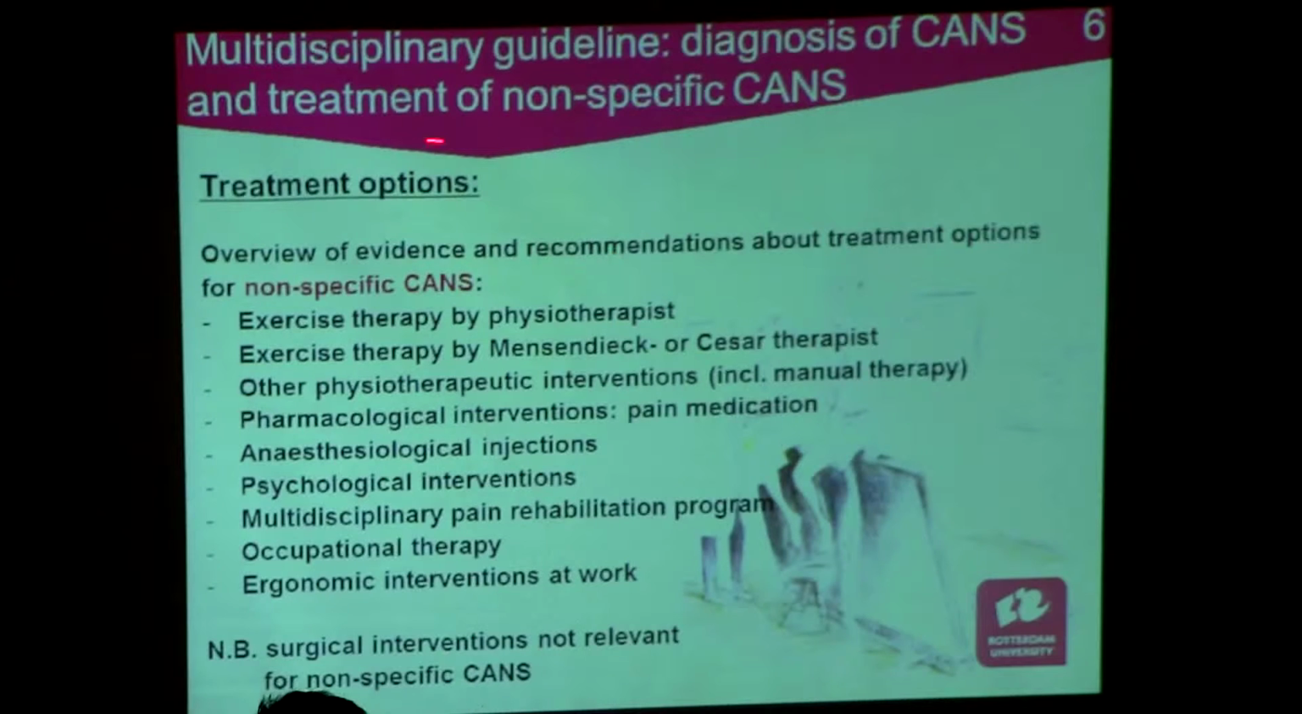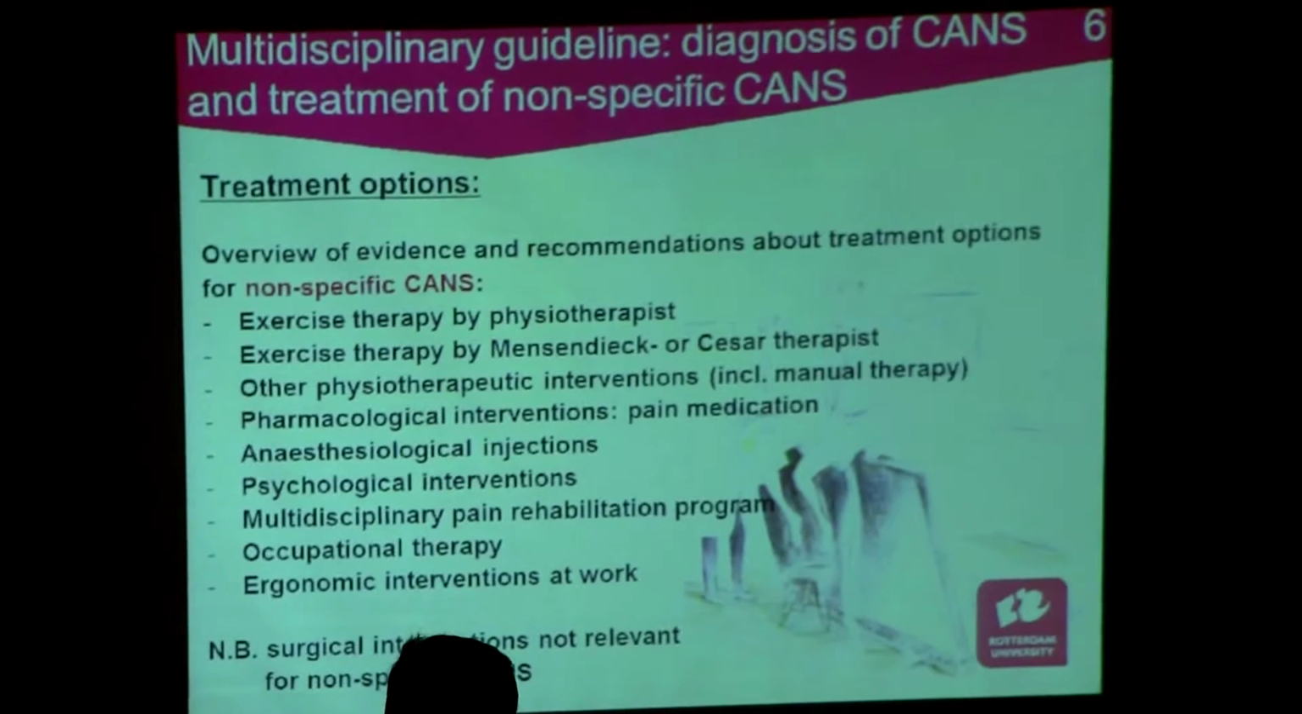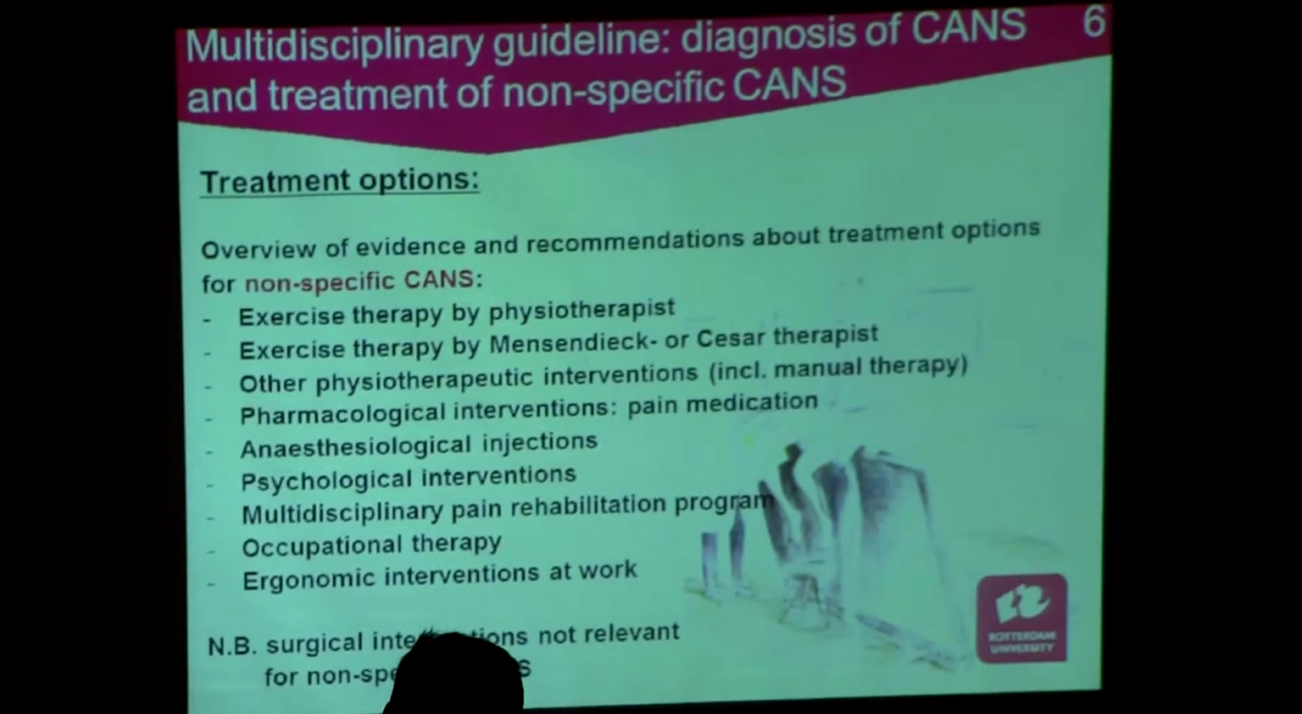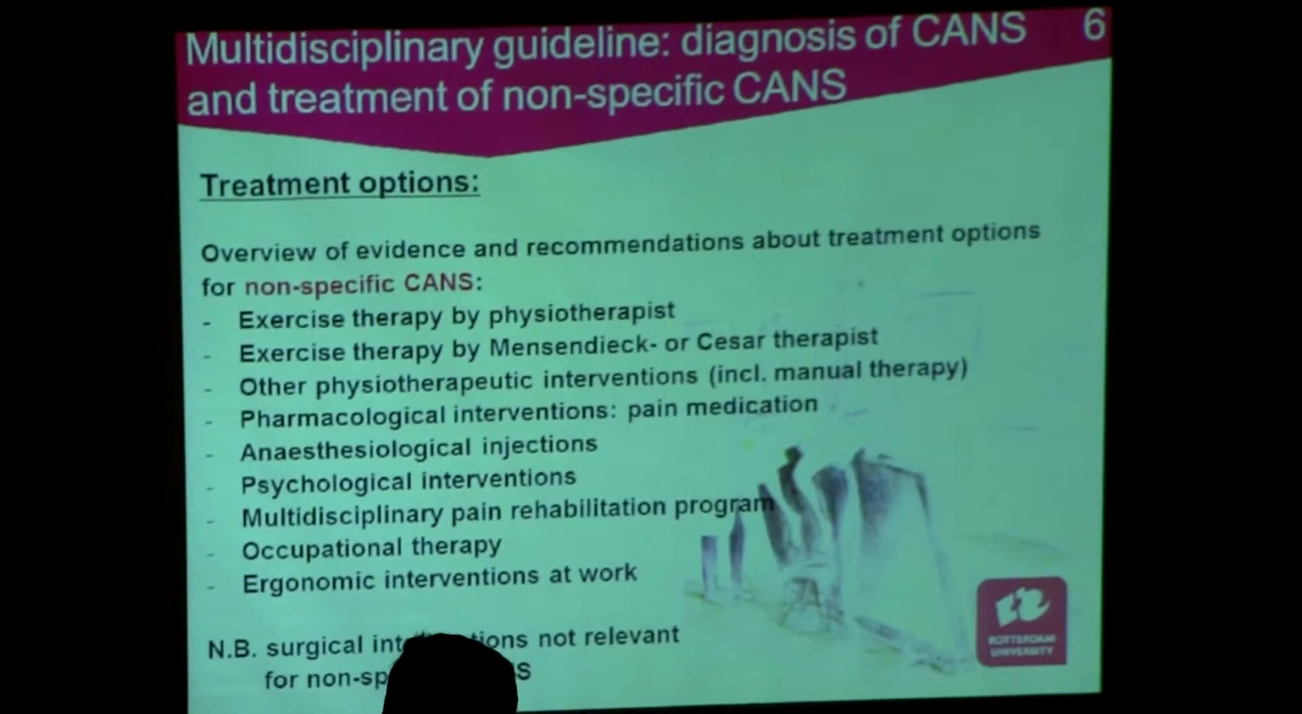So then we looked at all the treatment options that are out there for non-specific CANS. Exercise therapy by physiotherapists or by other therapists. In the Netherlands we have Mensendieck and Cesar therapists that you can involve. Other physiotherapeutic interventions such as manual therapy, pharmacological interventions, anesthesiological injections, psychological interventions, multidisciplinary pain rehabilitation programs, occupational therapy and ergonomic intervention at work. We didn't look at surgical intervention because we thought for non-specific CANS this wasn't relevant, because what would you like to operate?